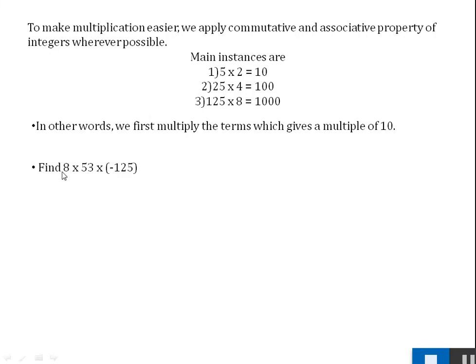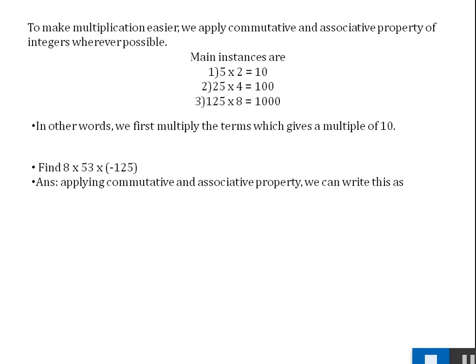Here the first question is 8 into 53 into negative 125. Here you can see 8 and 125 is there, so we'll multiply it first. Applying commutative and associative property, we can write this as 8 into negative 125 into 53. You can write negative 1000 into 53. That is negative 53,000. Without any calculation using pen and paper, you can calculate it mentally.